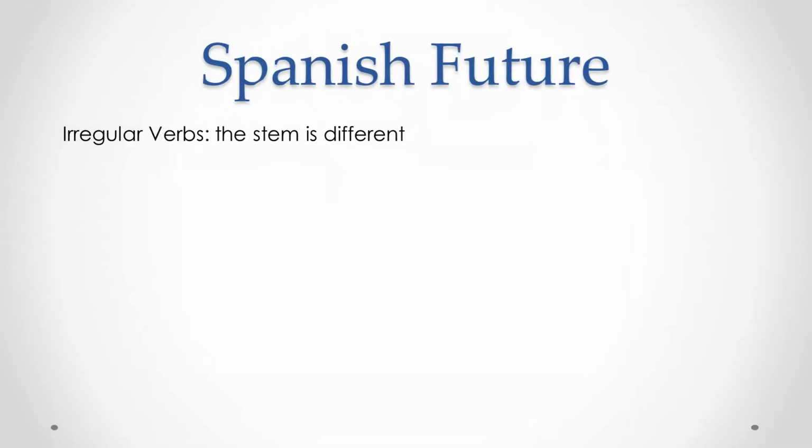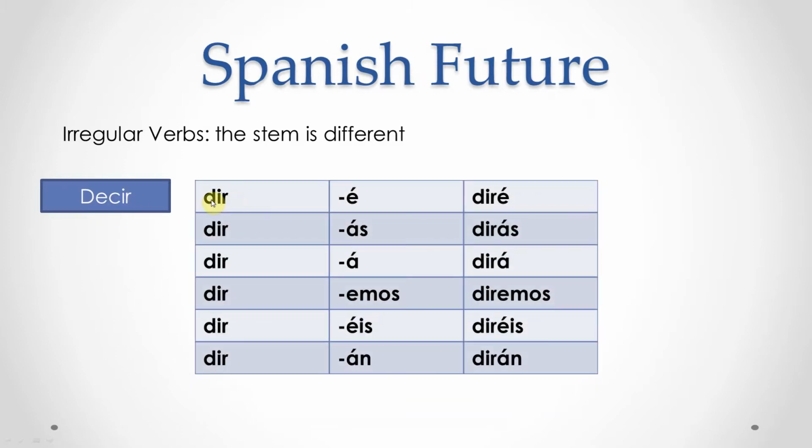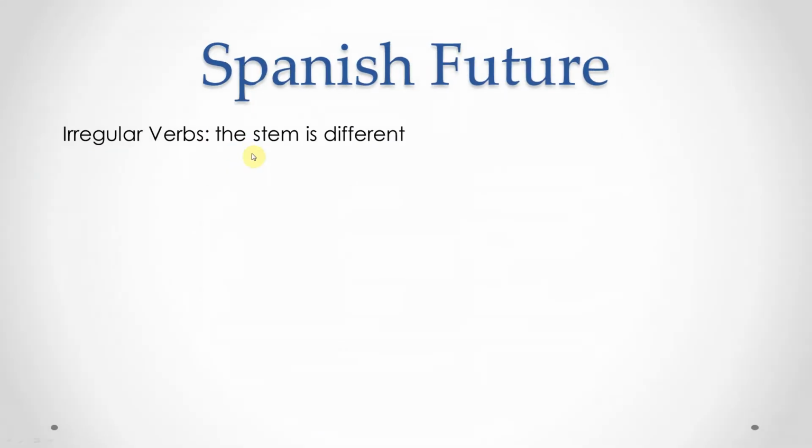Let's see now some irregular verbs. The difference comes from the stem, because the stem is different. For example, the verb decir, to say, to tell. Instead of using the whole infinitive form, the stem is dir, but with the same endings. So we have now diré, dirás, dirá, diremos, diréis, dirán. The only change comes from the stem. And all the irregular verbs work this way, with a different stem.